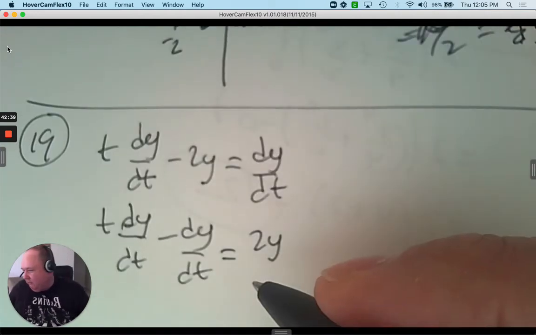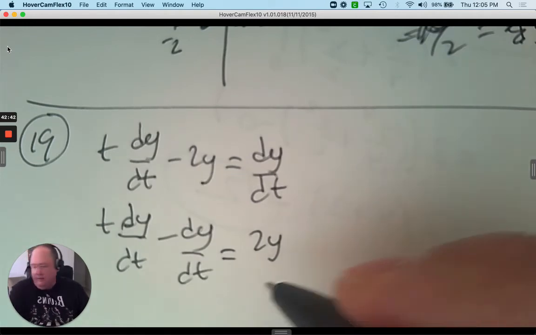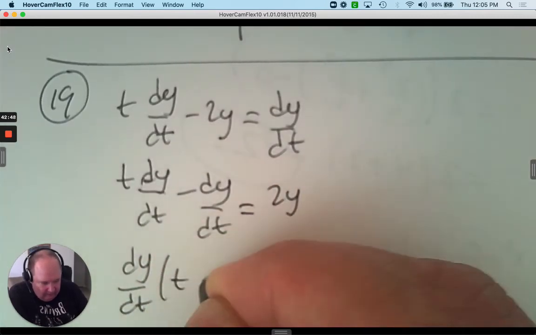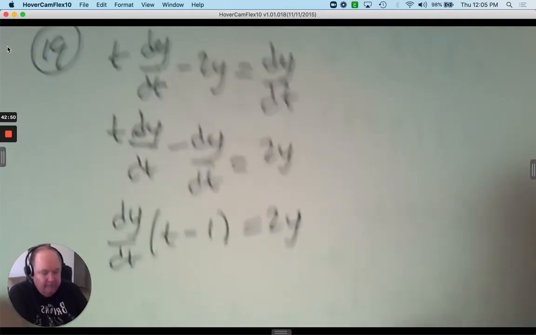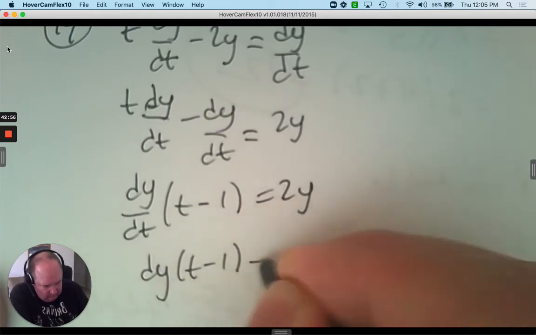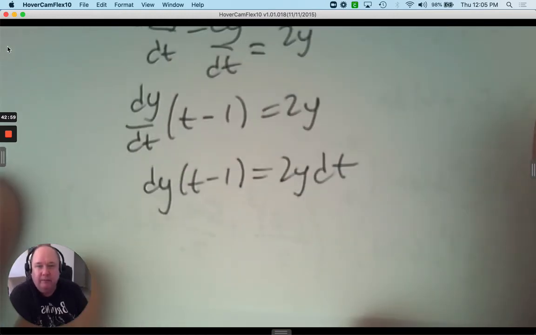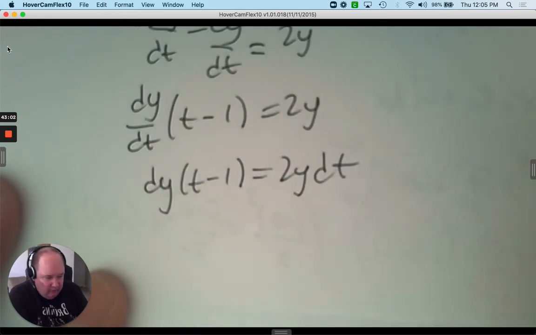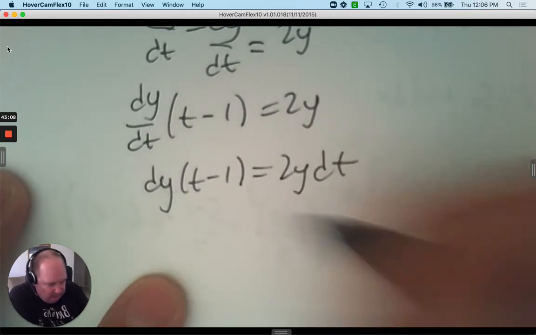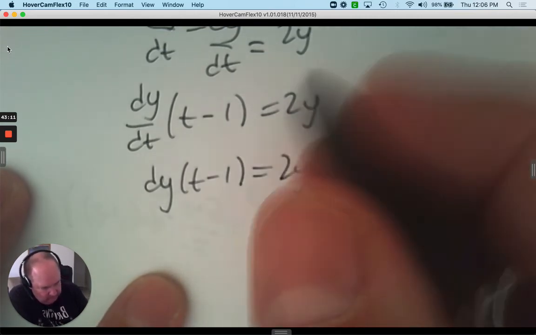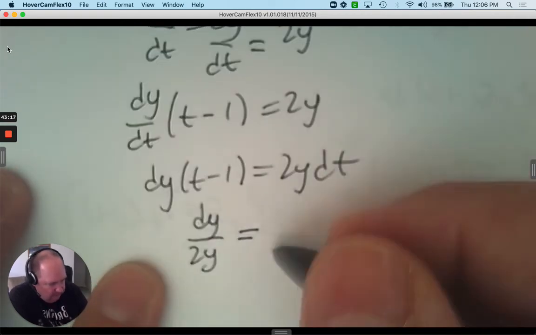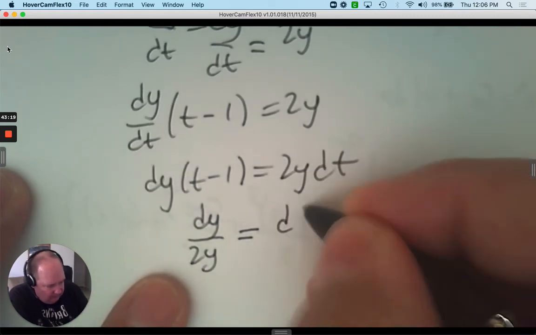So I'm going to think of what direction to go here. I want to factor out a dy by dt. So I have t subtract 1. And now multiply by dt. And now we can start separating the variables. So I want the y's on one side and the t's on the other side. So I'm going to divide by 2y, and I'm going to divide by t minus 1.